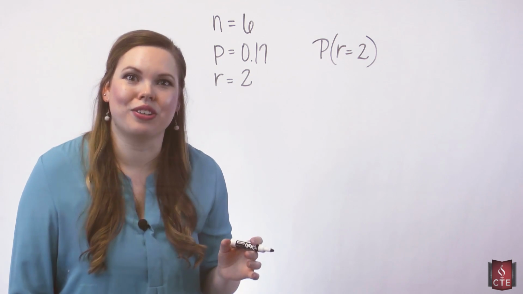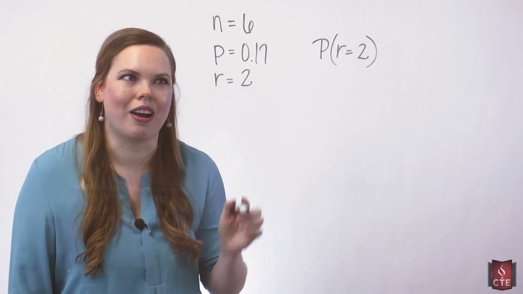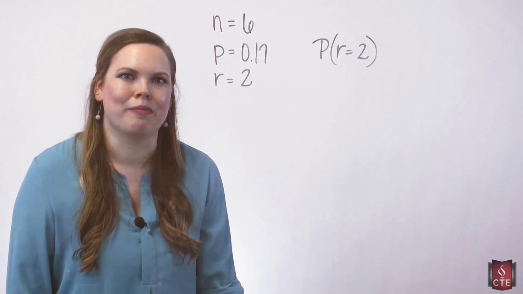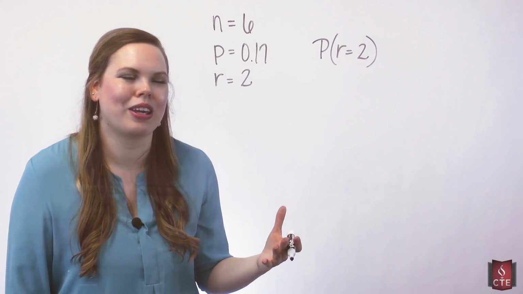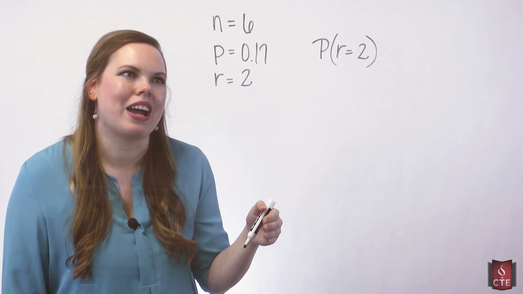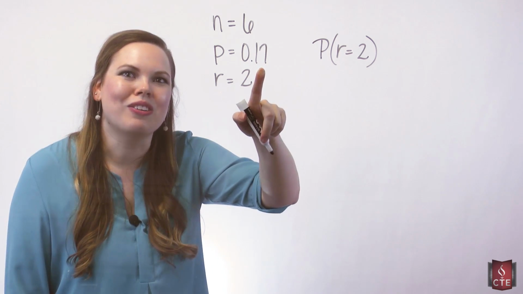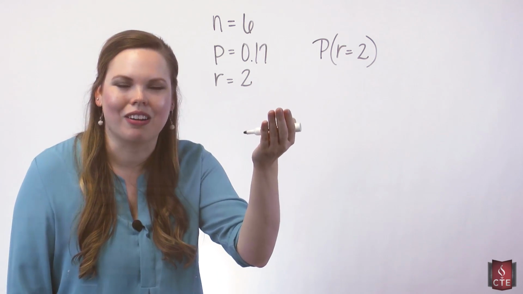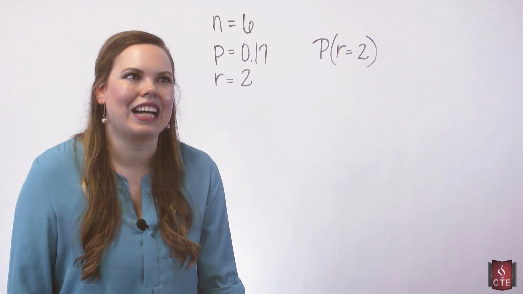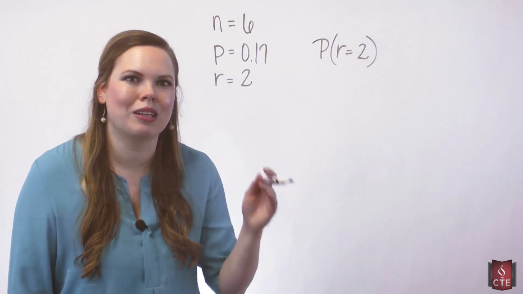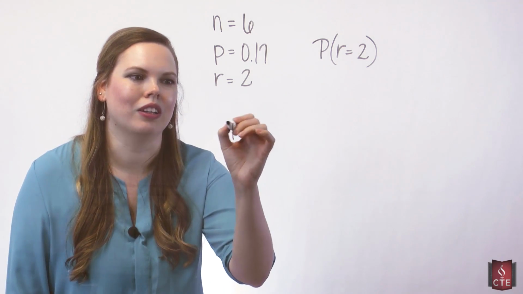This one we have to use the formula, and the reason why is because of this p of 0.17. In our table, we have everything rounded to the 0.05. So we have 0.2, okay, and we have 0.15, but we do not have 0.17 on our table. So to get an exact answer here, we would have to use the binomial formula. So let me write the binomial formula.